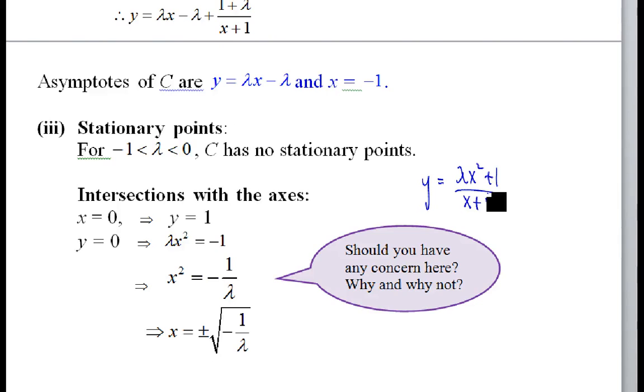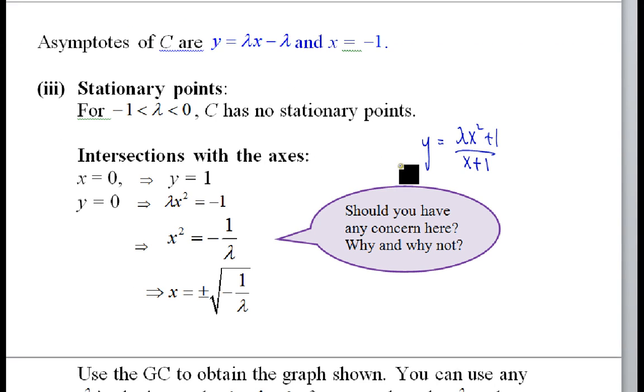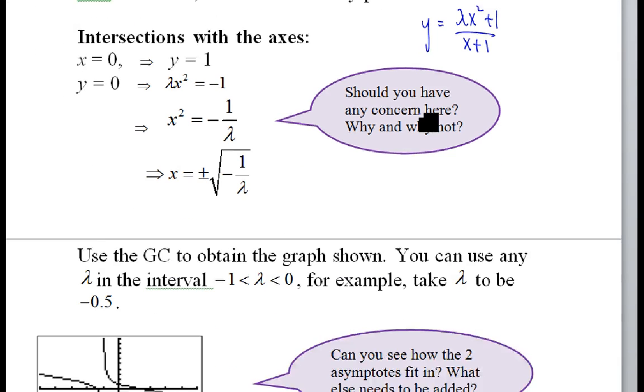Fine? Can? Okay? So there's no problem. Don't forget to take plus minus square root. I'm not going to write down. You can write your own notes, okay? So now we use GC. Okay, assume we use GC, okay?